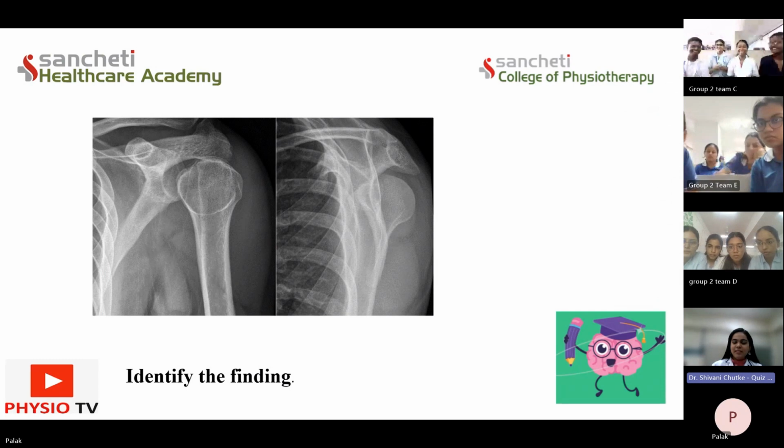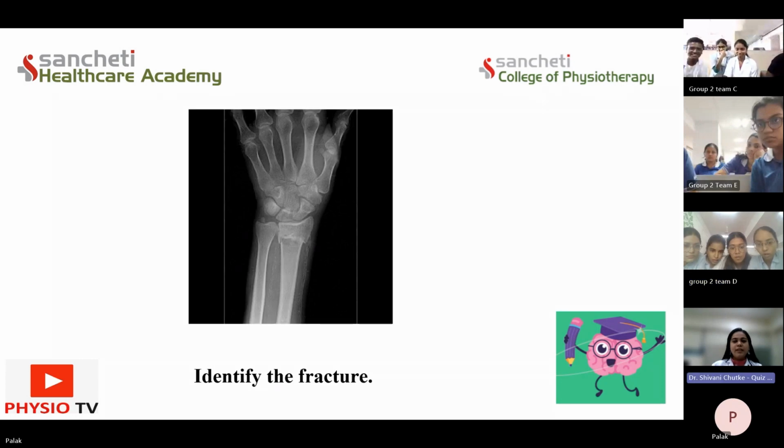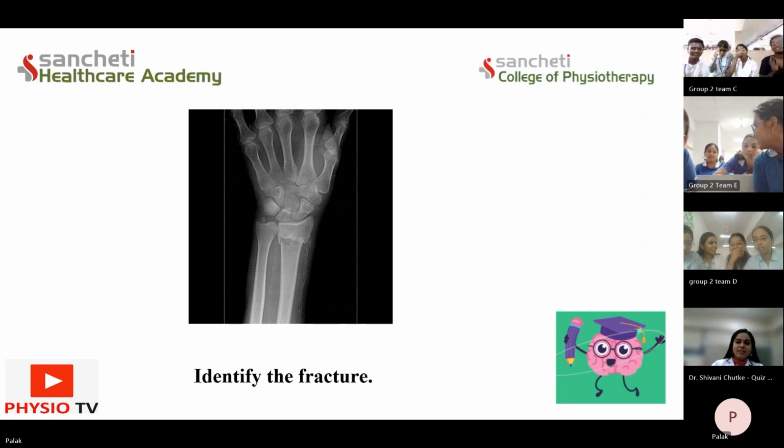Congratulations. Coming to team D. Are you all ready? Yes, ma'am. Identify the fracture shown in the image. Ma'am, it's distal humerus fracture. Distal radius fracture, that is the Colles' fracture. Absolutely right. That has fetched you 10 points. It's the Colles' fracture.